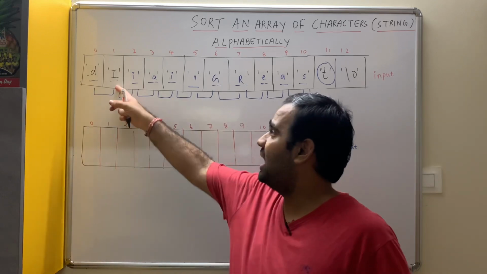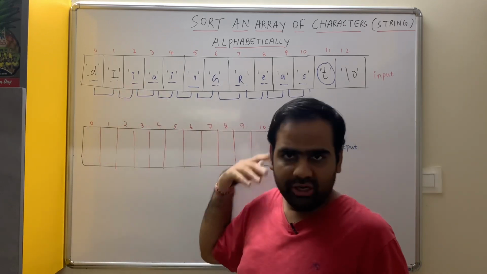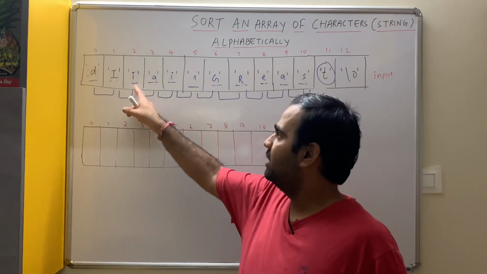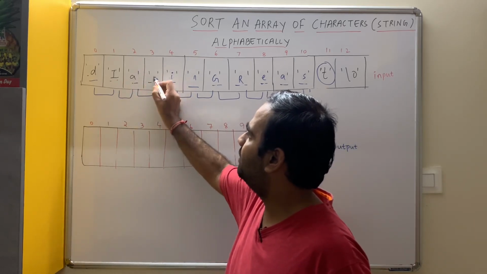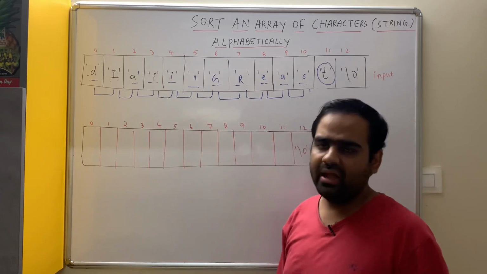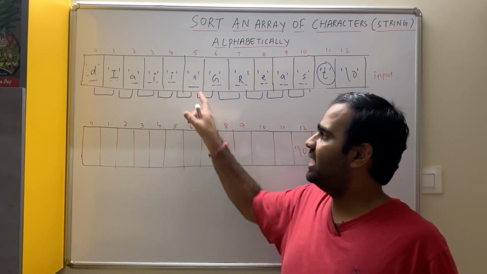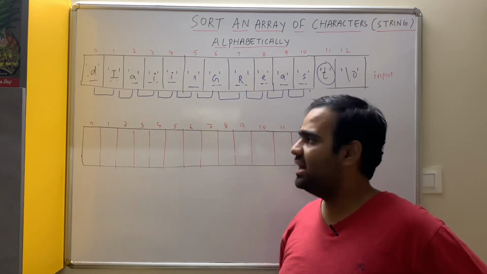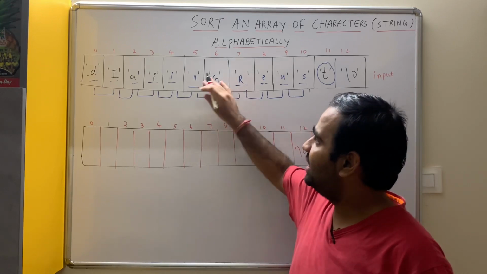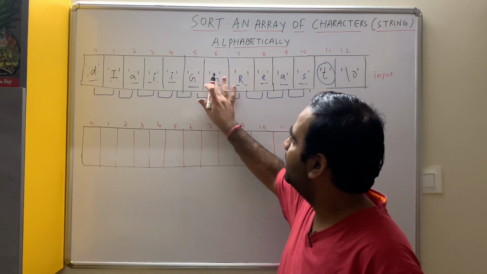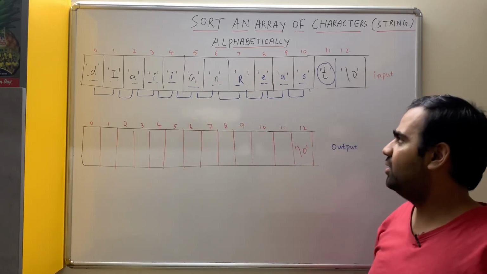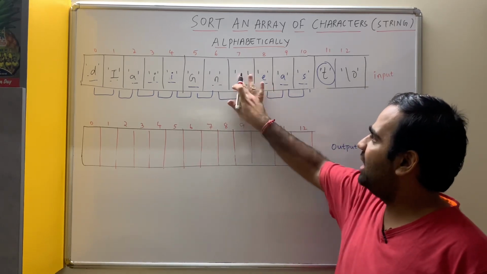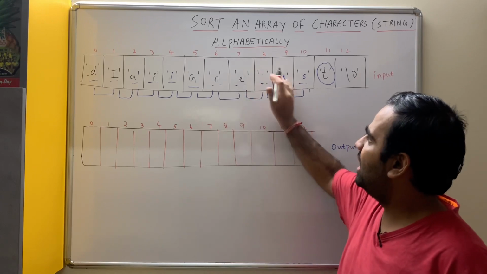Now you compare I and I. We know that both are the same, no need to swap because of equal values. Now you compare I and A, therefore A comes here and I comes here. You compare I and I, both are the same. You compare I and N. We know that I appears first and N appears later. You compare N and G, G will come here and N will come here. Next again you compare N and R, no need to swap. You compare R and E, E will come here and R will go here.